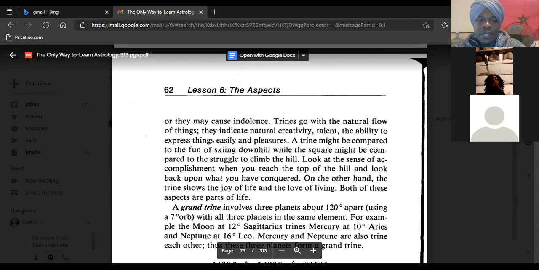A trine might be compared to the fun of skiing downhill, while the square might be compared to the struggle to climb the hill. Look at the sense of accomplishment when you reach the top of the hill and look back upon what you have conquered. On the other hand, the trine shows the joy of life and the love of living. Both of these aspects are parts of life.